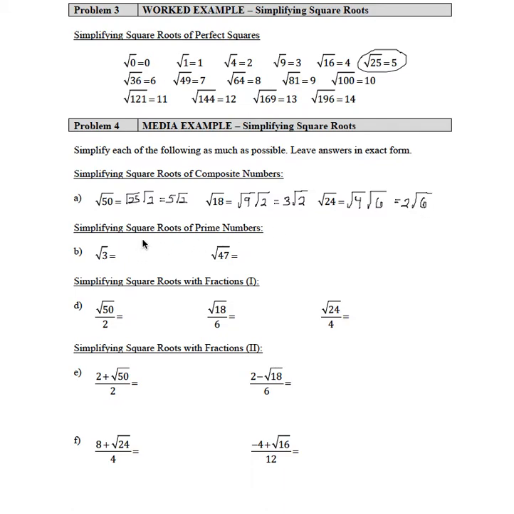Looking at part B, simplifying square roots of prime numbers, square root of 3 and square root of 47 are both prime, meaning there are no factors other than the number itself and 1. So we're going to say that these are already completely simplified.